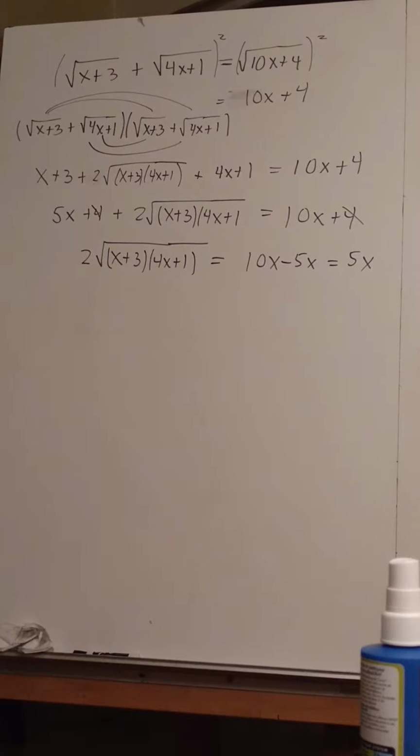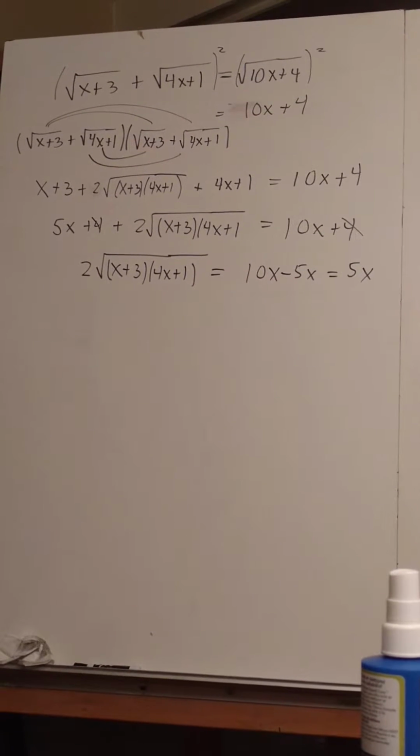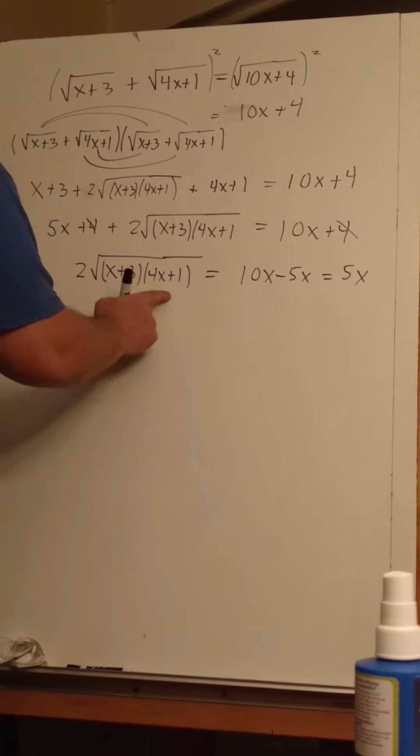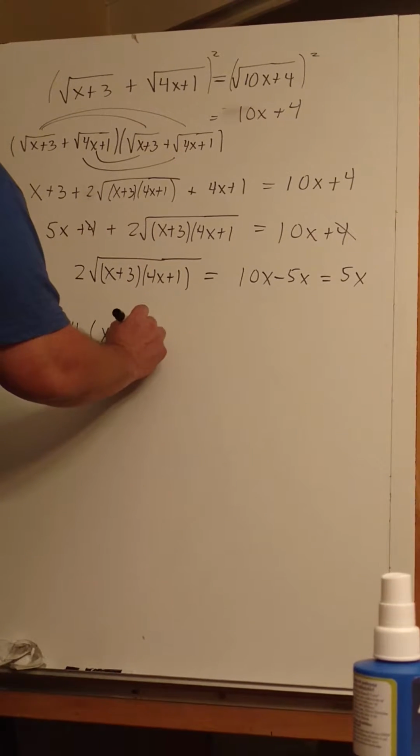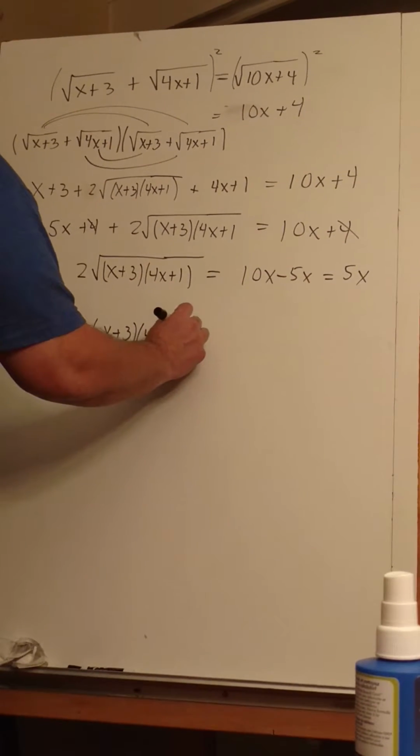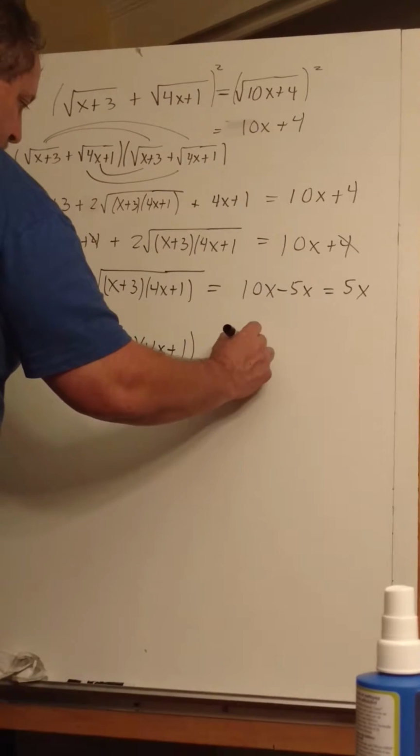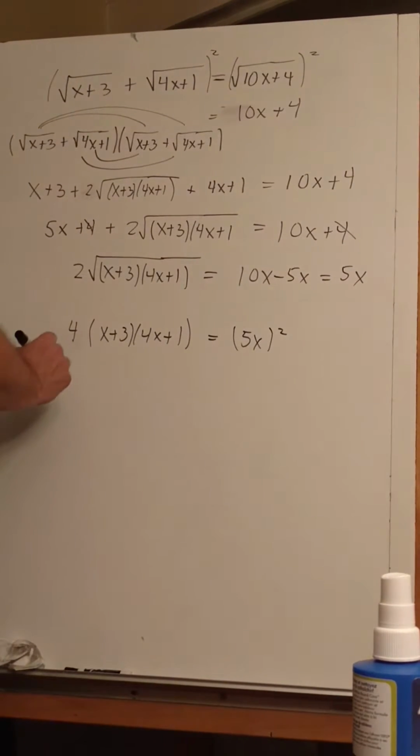No, I'm going to square both sides. So if I square 2, I get 4. If I square this, I'm going to get what? x plus 3 times 4x plus 1. And that's going to be equal to 25x squared. So let's multiply this out.